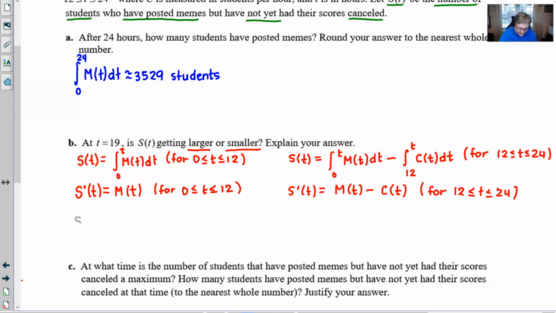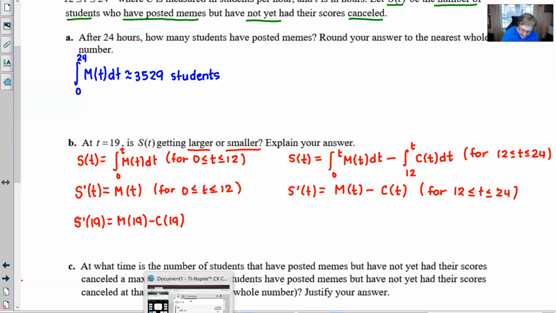What is happening at s prime of 19? Well, s prime of 19 is just m of 19 minus c of 19. Not too bad, right? So I go to the calculator.